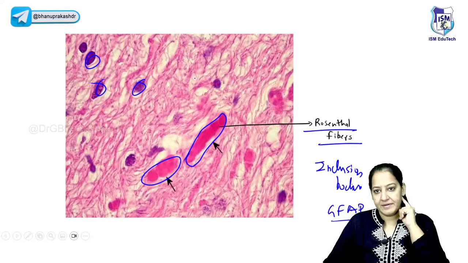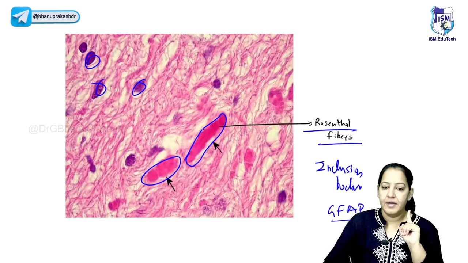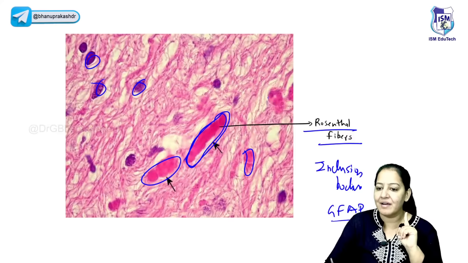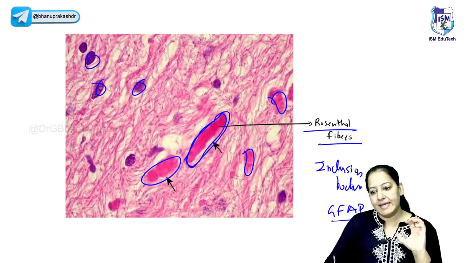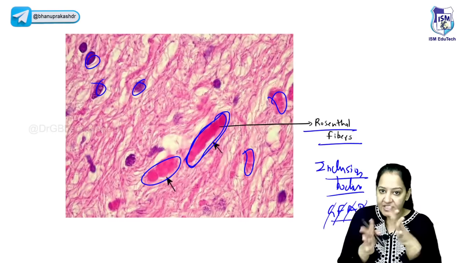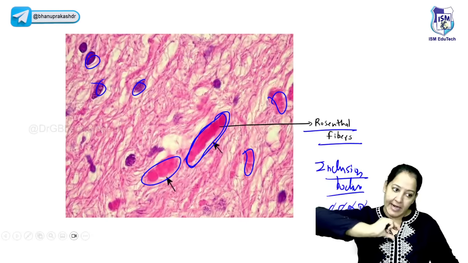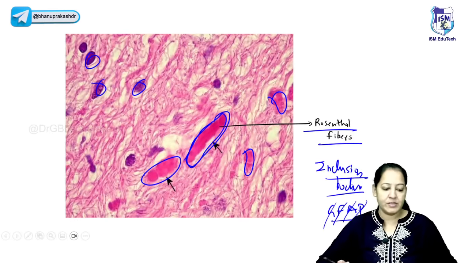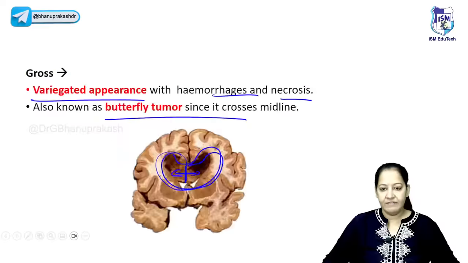This is Rosenthal fiber. Rosenthal fiber is a pink color fiber. Can you see these all are pink color? These are the inclusion bodies. These are made up of GFAP protein, glial fibrillary acidic protein. They just accumulate and form the pink color elongated masses. These are known as Rosenthal fiber. Got it? Can we go ahead?